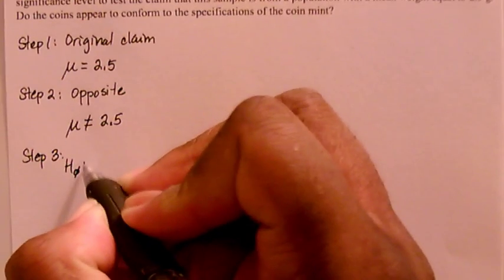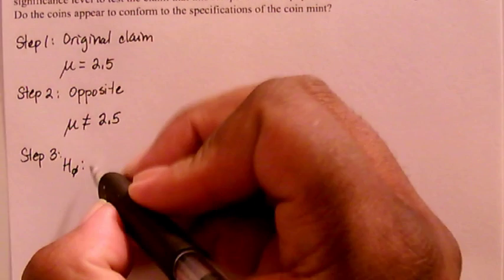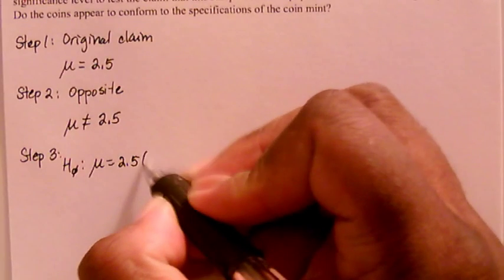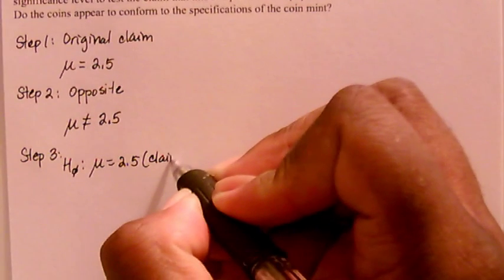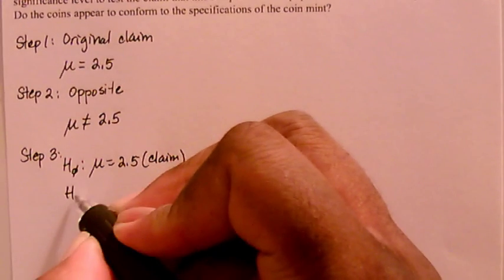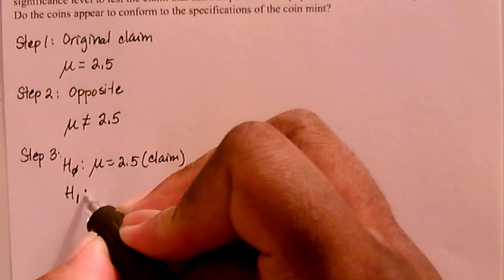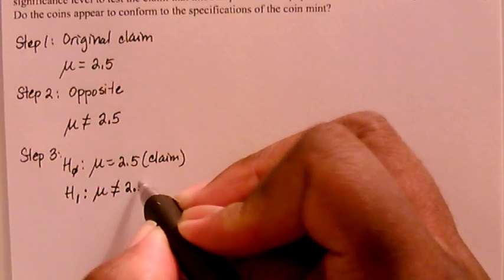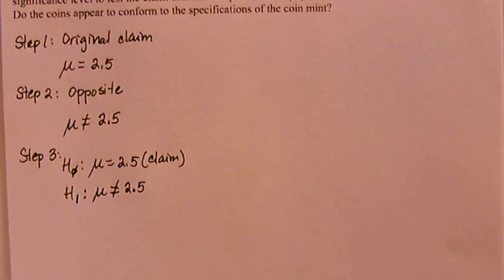the null hypothesis has the equal sign in it, so mu is equal to 2.5, and that right there is your original claim. The alternative hypothesis has the not equal to sign in it, so mu is not equal to 2.5. That's your alternative hypothesis. So there's your null and alternative.